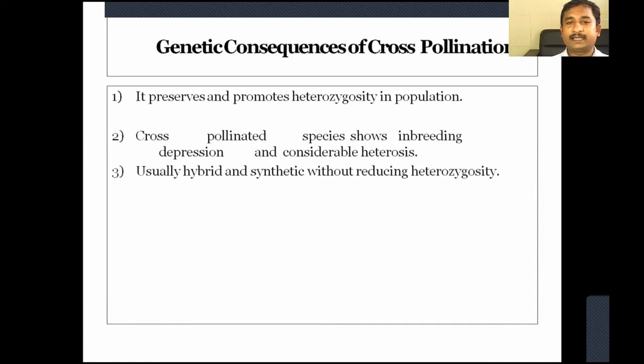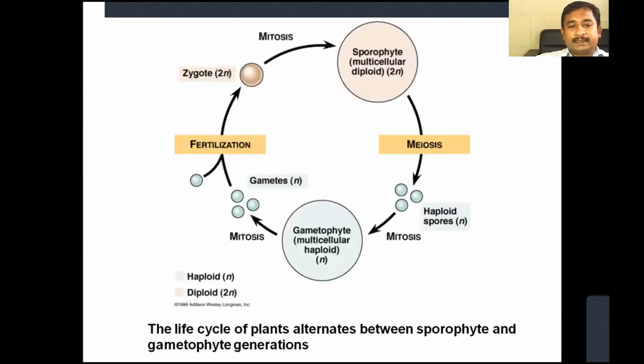So I have given you the assignment. Please read on inbreeding depression and heterosis. So you will understand what actually these two terms are. And usually hybrids and synthetics are used without reducing heterozygosity. So in nature, it uses heterosis and it maintains the heterozygosity. So the crop is stronger and survives in nature. And coming to the life cycle, plants alternate between sporophyte and gametophyte generation.